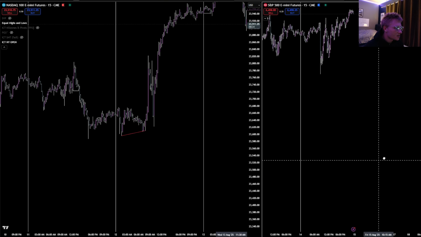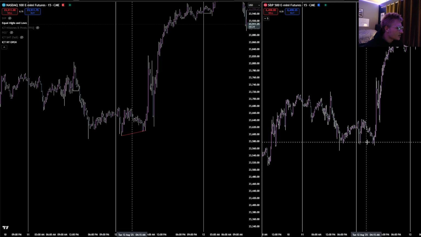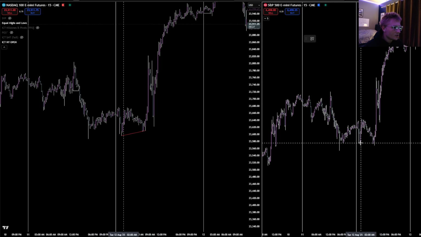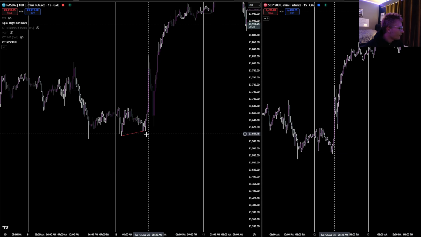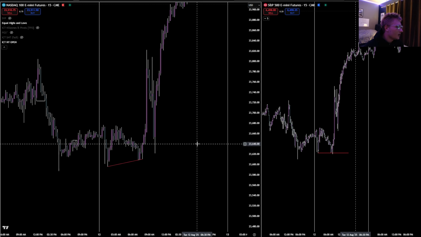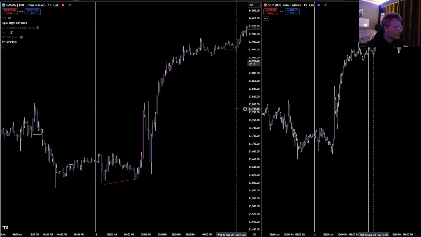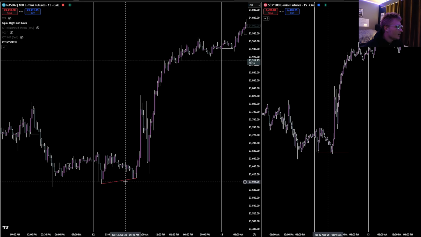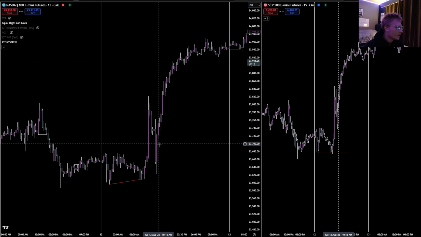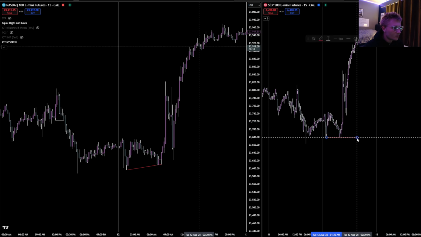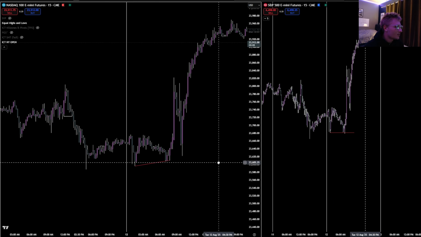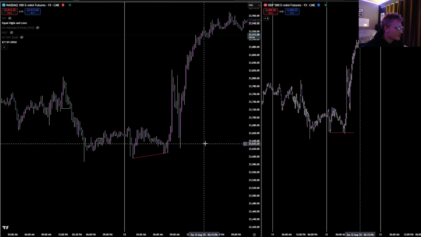Why? Because ES took out this low here and NQ did not. So ES swept out liquidity right there. NQ did not, and you can see the big move that we had off this SMT. This is where SMTs can become very powerful, because they're basically an indication of a reversal before the reversal actually happens. And I'm going to show you guys how I would now use this for my entry.